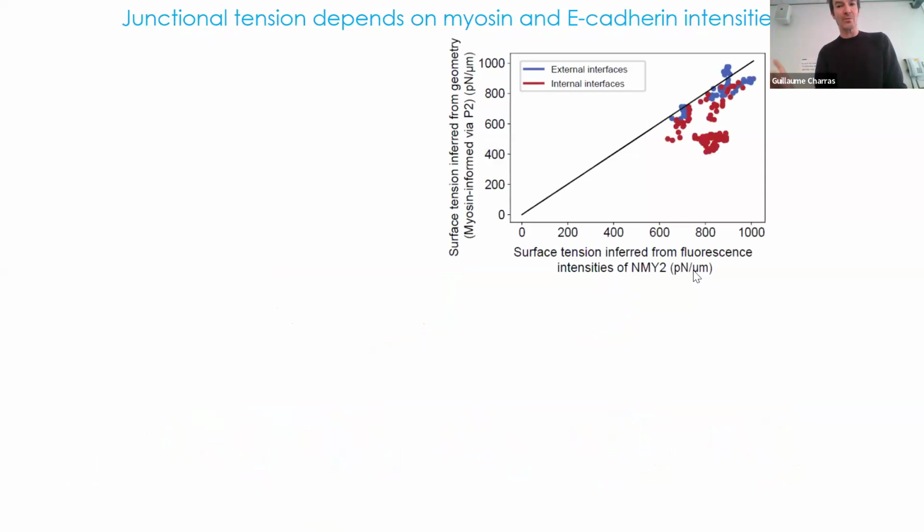But I just wanted to get to a last point. So we then wanted to ask if we can find some information about tension at cell-cell contacts. The first step is we said, well, let's just assume that myosin is also a good predictor. And we can plot the surface tension that we get from geometry versus the surface tension that we infer just in fluorescence. What you can see is that for the external surfaces, it's okay. But for the cell-cell contacts, it's really not great, we overestimate.